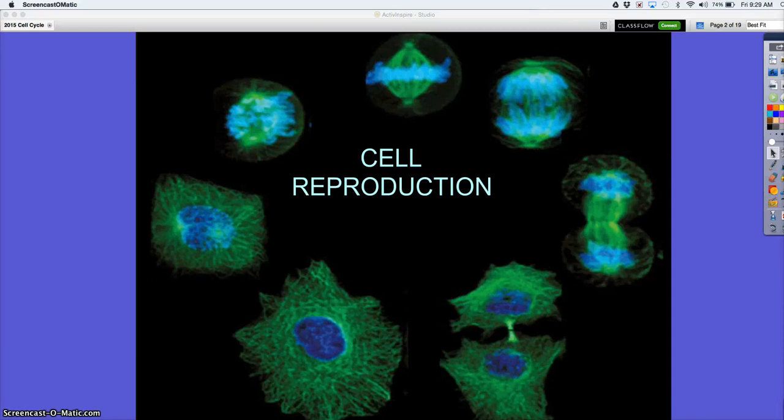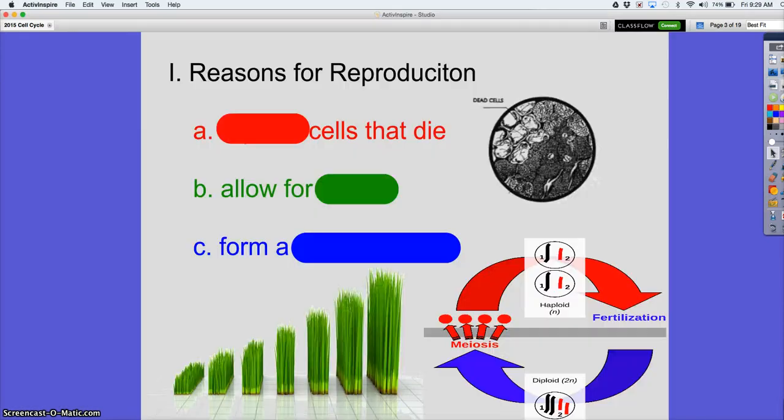We're going to talk about cell reproduction. There are 3 reasons that cells reproduce. Look at the pictures and try to give me some answers. For A, I think it's renew. Okay, or replace. Good. So when cells die, wait till you see in this unit how perfectly organized your cell's function is. And when a cell dies, it needs to be replaced to keep that organization.